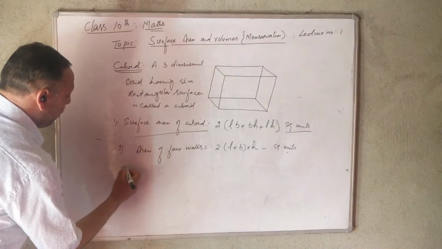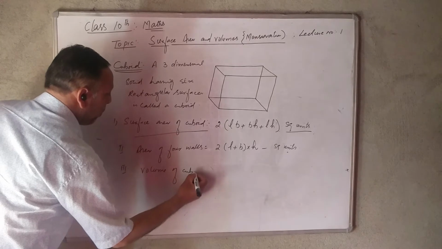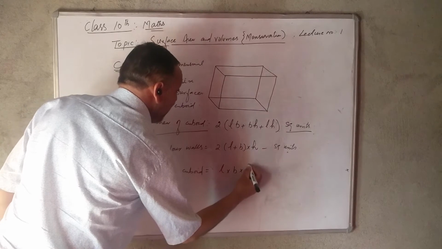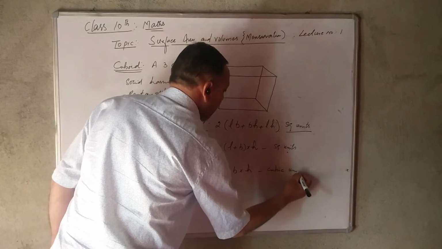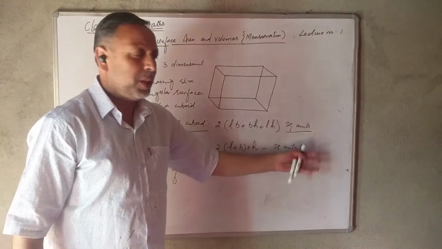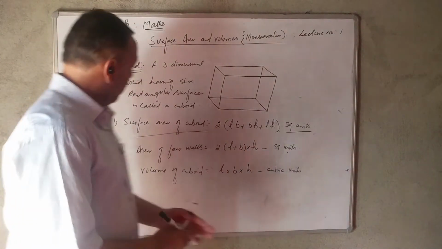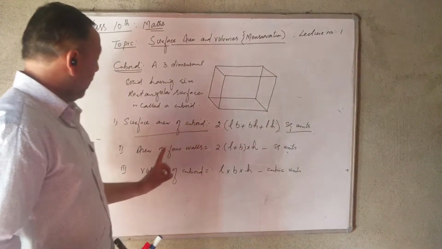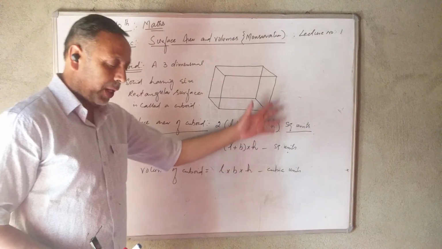And number third, volume of cuboid is length into breadth into height, cubic units. Volume is measured in cubic units. Unit can be centimeter, meter, decimeter, decameter, whatsoever. And area is measured in square units. So surface area of cuboid is 2 times length into breadth plus breadth into height plus length into height. Area of four walls is 2 times length plus breadth into height. And its volume is length into breadth into height.